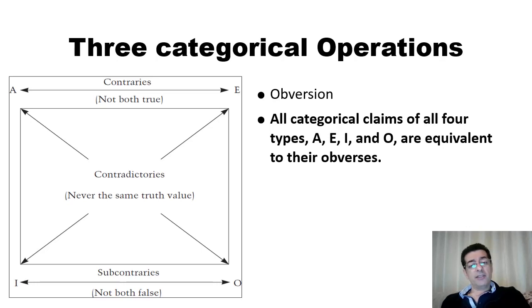Now, to find the obverse of a claim, we should do two things. First, change affirmative to negative or negative to affirmative, meaning an A claim, for example, becomes an E claim, or an O claim becomes an I claim. And then replace the predicate term with its complementary term. This concept is known as obversion. Some examples can help you understand the concept better.